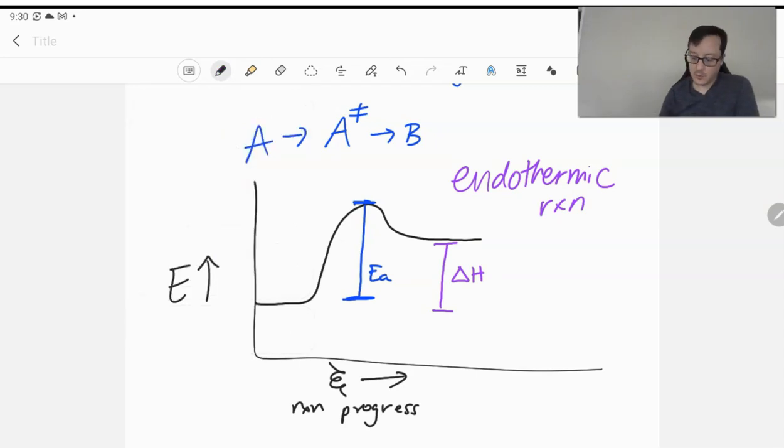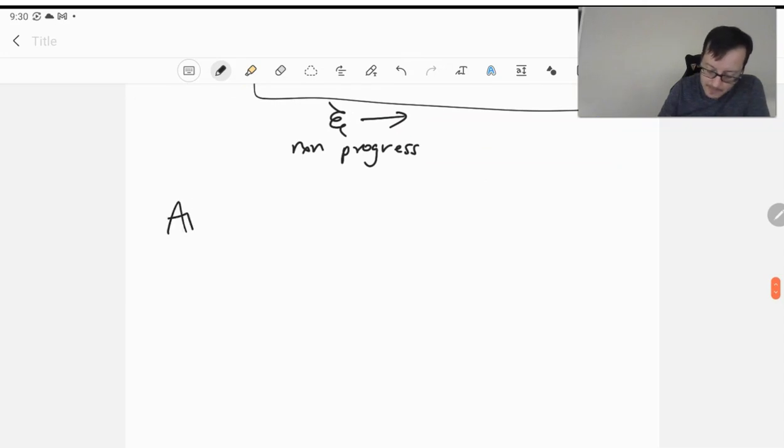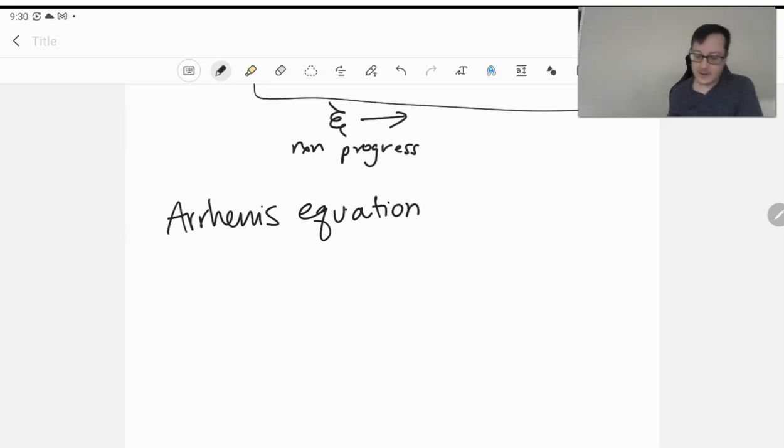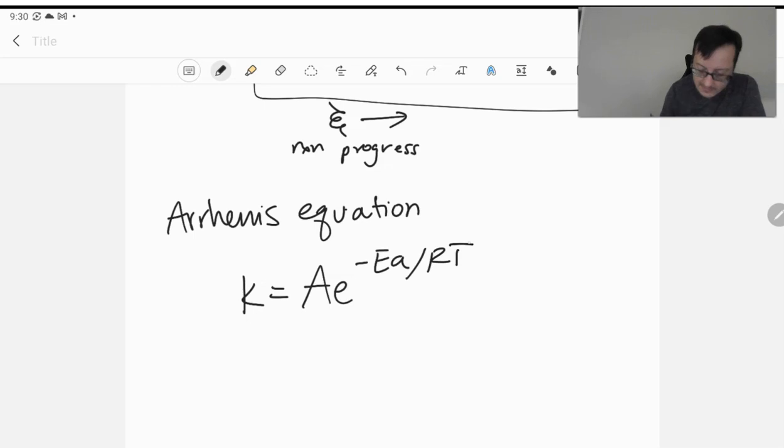So way back when, Arrhenius, a mathematician, or I guess he was a chemist, derived an equation to describe the activation energy and essentially the amount of molecules that would have it at a given temperature. And the equation that's derived from this is the following. It's an exponential function where we relate the rate constant with another constant.